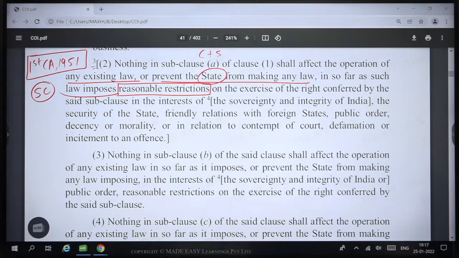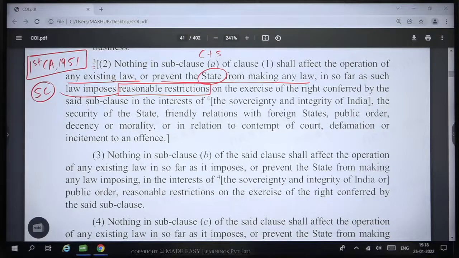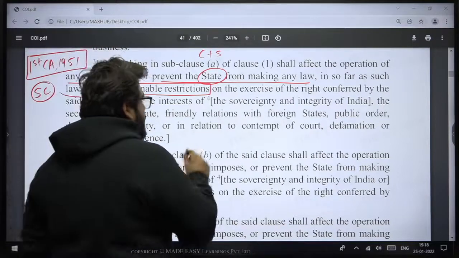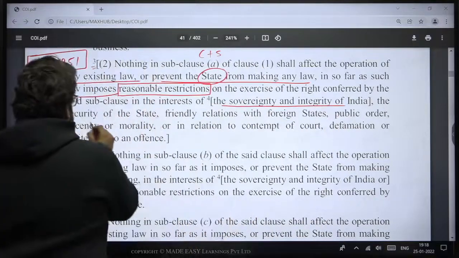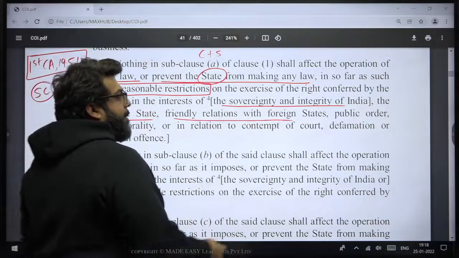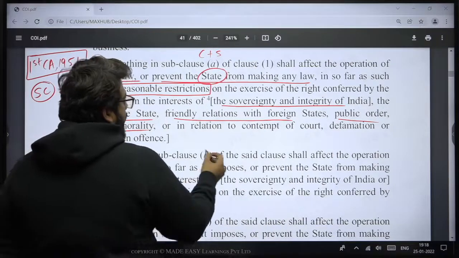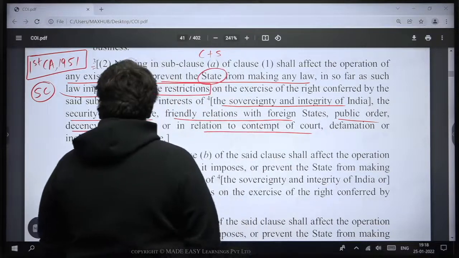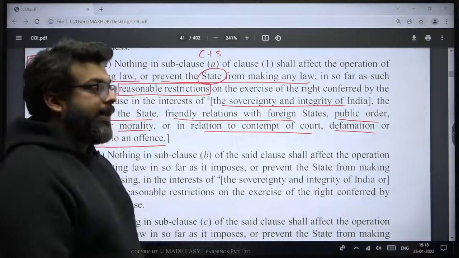in the interests of? And there were certain changes that were made. You don't have to worry about the amendment. This is the 16th constitutional amendment of 1963, but don't worry about it. You just need to know what it is. So what are the reasonable restrictions? Sovereignty and integrity of India, security of the state, friendly relations with foreign countries, public order, decency or morality, or in relation to contempt of court, defamation or incitement to an offense, right?